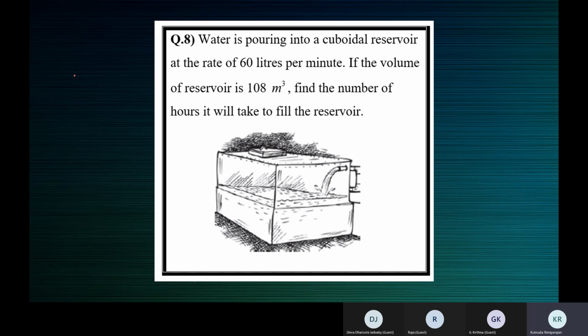Now, Raja, tell us how will we convert 108 meter cube to liters? Ma'am, 1 meter cube is equal to 1 kiloliter or 1000 liters. Then 108 meter cube is equal to X liters. Now cross multiply: X into 1 is equal to 108 into 1000, which is 1,08,000 liters, correct? Yes, ma'am.